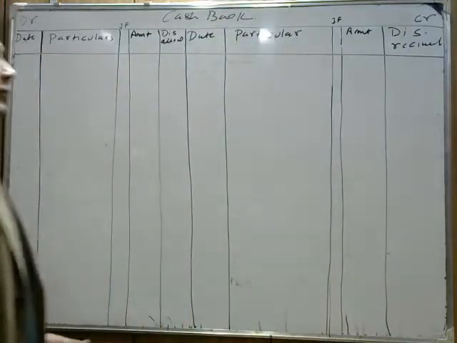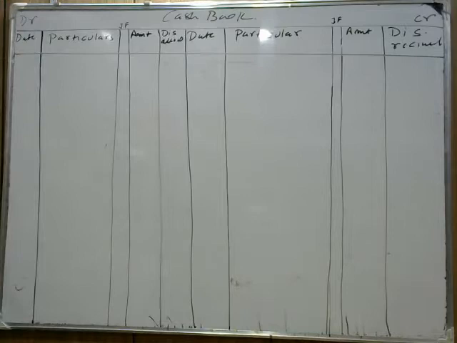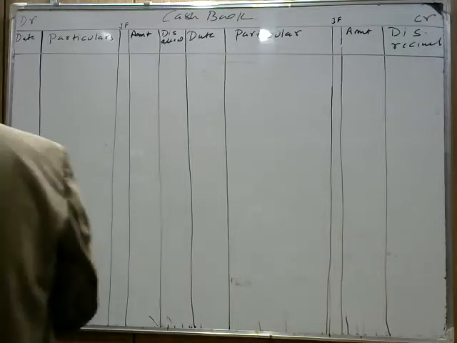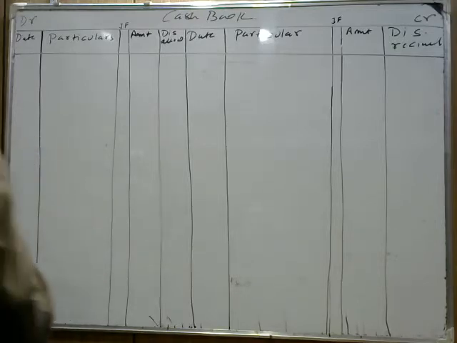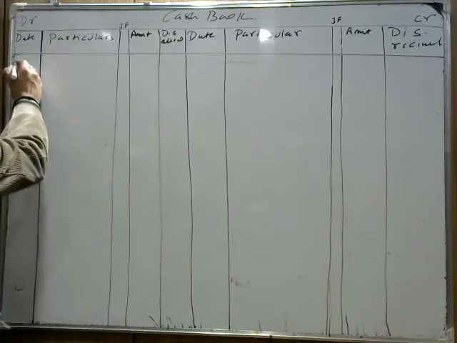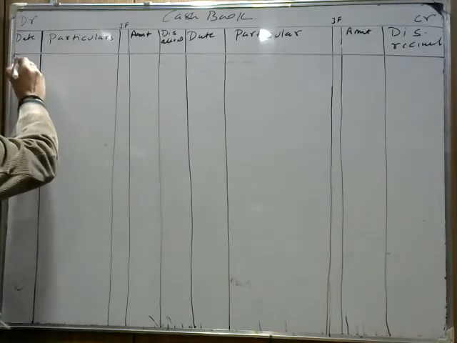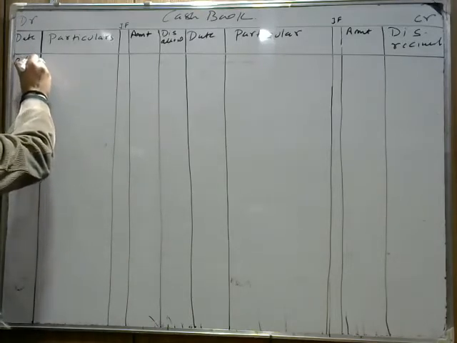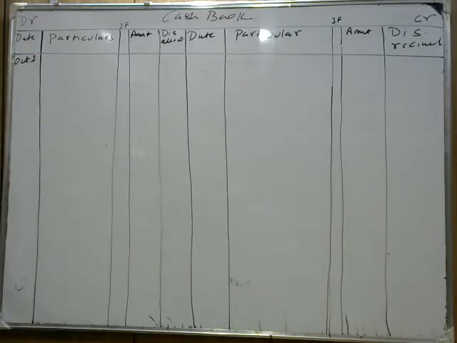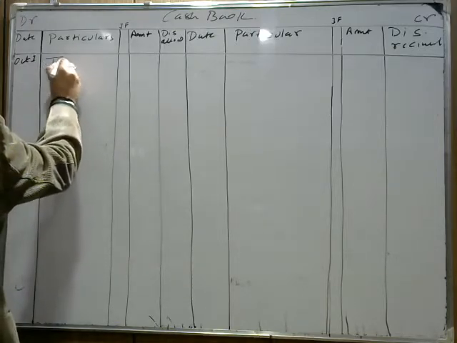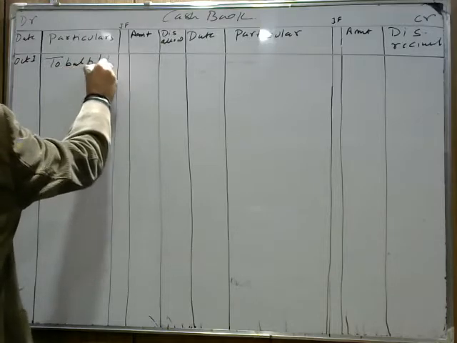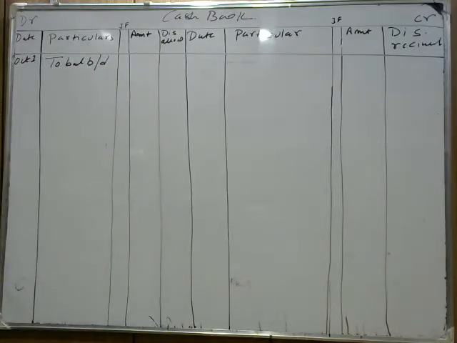Okay, now we start the question. We make the columns of debit and credit side. The first transaction, we record all together. The first transaction says balance in hand. You have the balance on October 1st, 2014. So we write here October 1st, 2014, because all assets are debited. So we write To balance b/d, because an asset always has a debit balance.